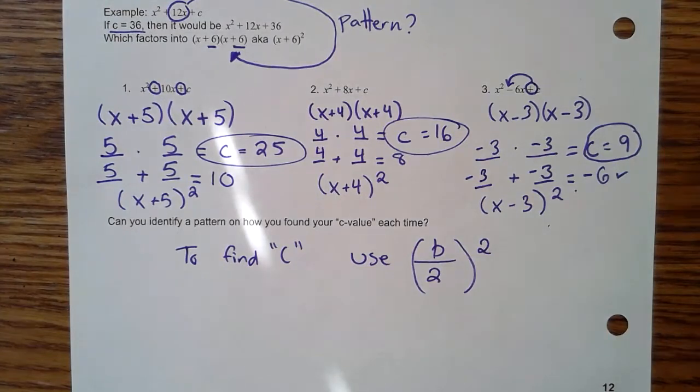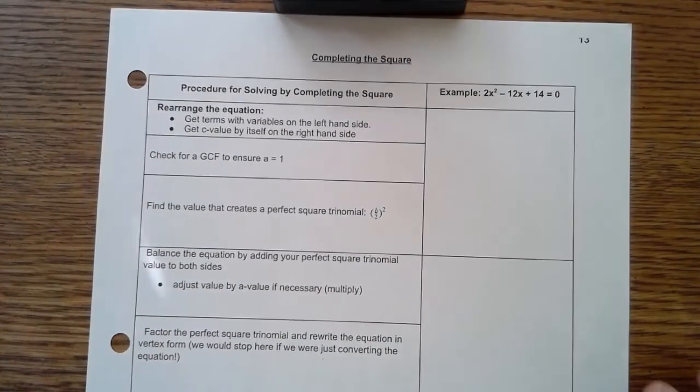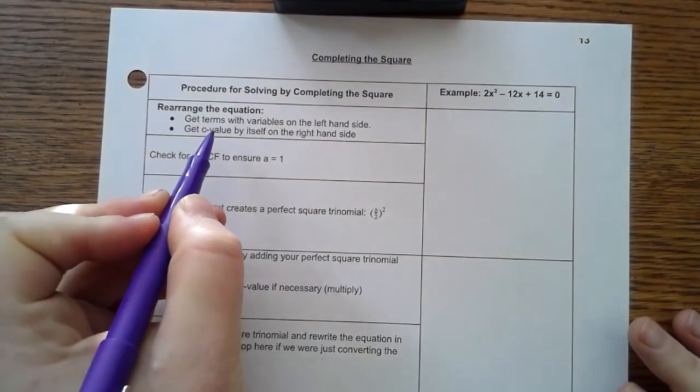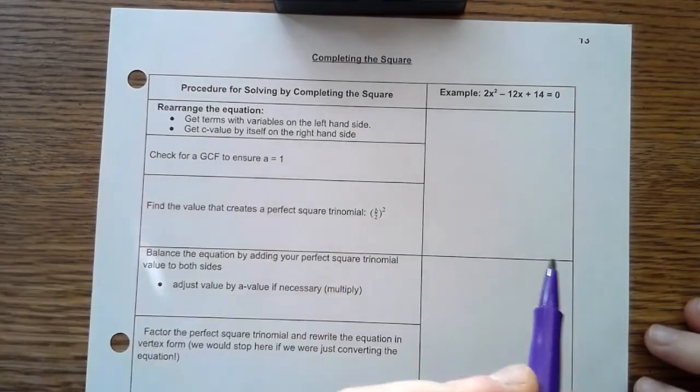Let's do it. Okay, everyone, so I am on page 13 now, and these are all the steps for completing the square. So that B over 2 squared is really going to come into play here, and I'll show you why completing the square is a cool strategy. So this is all the rules, and we'll show all the examples here. So it says step 1, rearrange the equation, get terms with variables on the left-hand side, get C value by itself on the right-hand side.